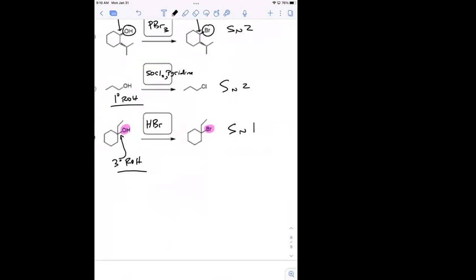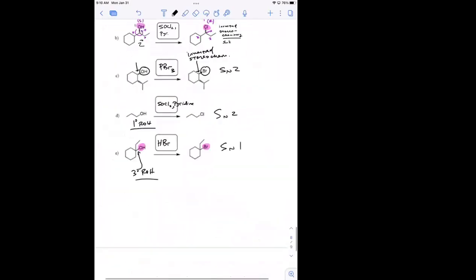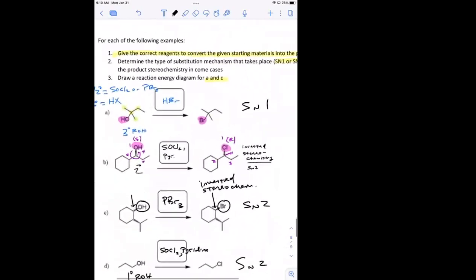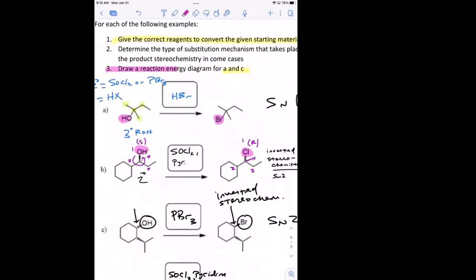All right, we have one more question up here. It says, draw the reaction energy diagram for A and C. So for A, if it's SN1, we're not going to go through the rigmarole of determining the energy and all that. How many steps is this reaction? The total reaction now, not just the rate determining step, which is the loss of water. How many steps happen in this mechanism? If you need to, go back in your notes and look.